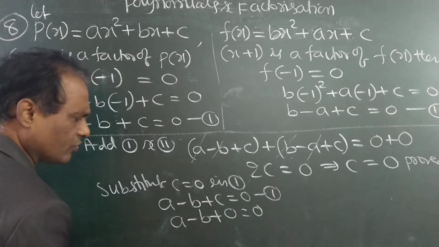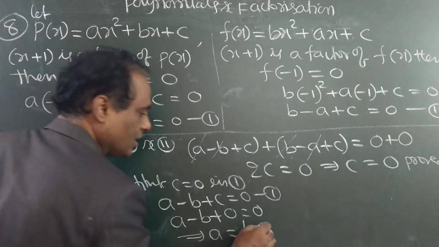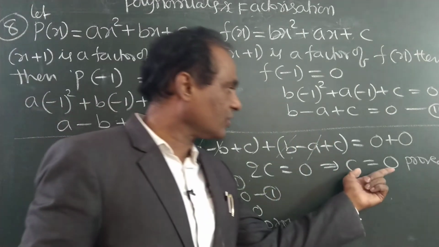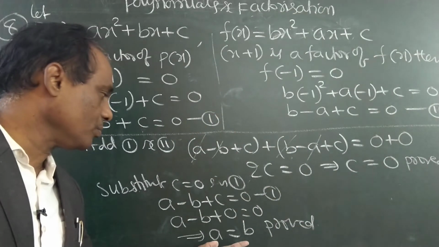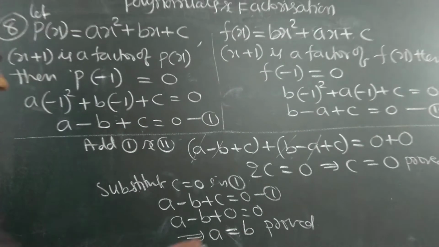So 0 and 0, we don't write. Minus B to the right side becomes plus B. So A is equal to B. This is also proved. See the second proof. We have to prove two things: C is equal to 0, and A is equal to B. So we have proved both. This is the procedure.